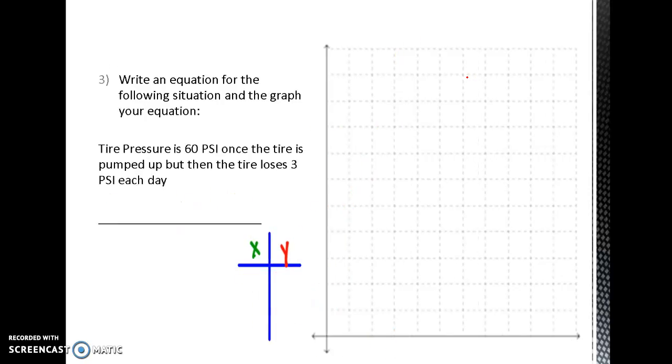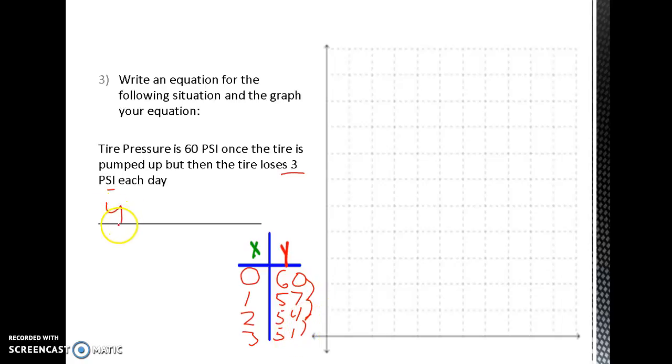So let's take a look at a third situation. Your tire pressure in your tire is 60 psi once the tire is pumped up. But then the tire loses 3 pounds per square inch. That's what PSI stands for, pounds per square inch, each day. So right when you pump it up, your tire pressure is 60. That's what you want it to be. But after 1 day, now it's only 57 because it loses 3 pounds. After 2 days, now it's 54. After 3 days, now it's 51. So this is going to look like this. We're losing 3 pounds every day.